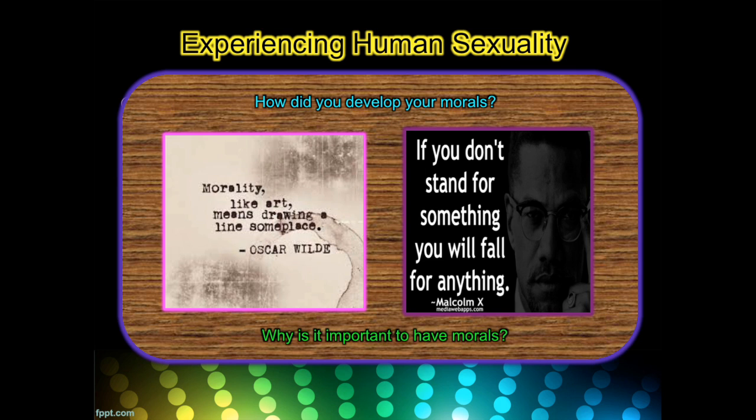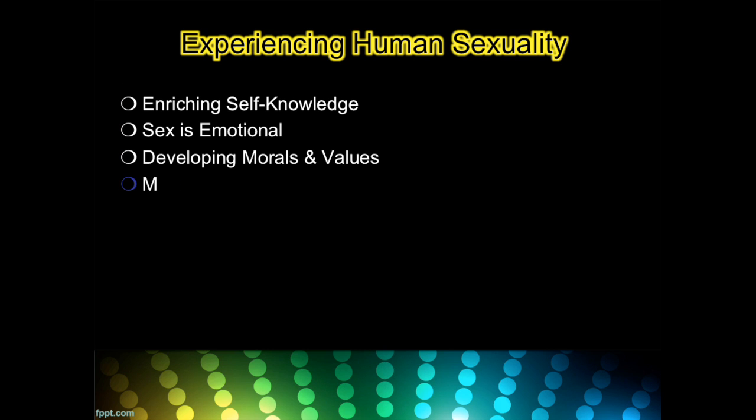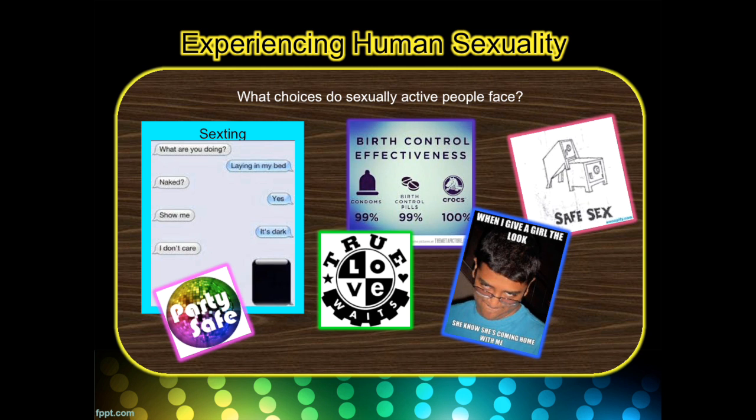But without a moral compass to guide us, we are more likely to make decisions that we regret. In our experiences of human sexuality, hopefully this course will help us to make responsible choices. Choosing to be sexually active requires a lot of responsibility. We have to make decisions like how we are going to protect ourselves from STIs, avoid unwanted pregnancy, and stay safe from violence and exploitation in sex and relationships.